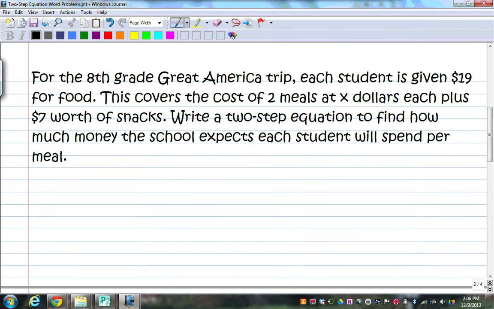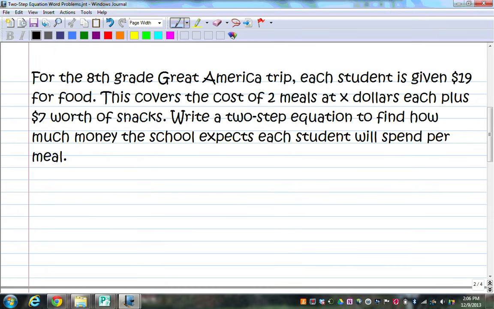Ooh, this is a big one. For the 8th grade Great America trip, each student is given $19 for food. Now, this is just a word problem. You're not actually going to be given money for food next year. This covers the cost of 2 meals at x dollars each, plus $7 worth of snacks. Write a two-step equation to find out how much money the school expects each student will spend per meal.